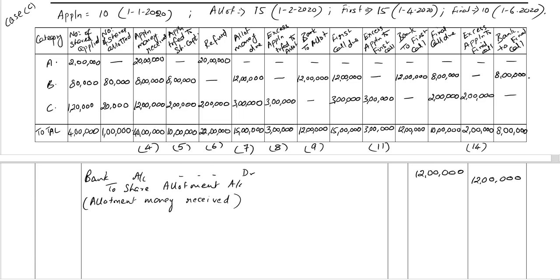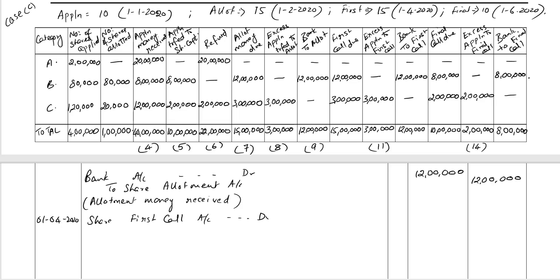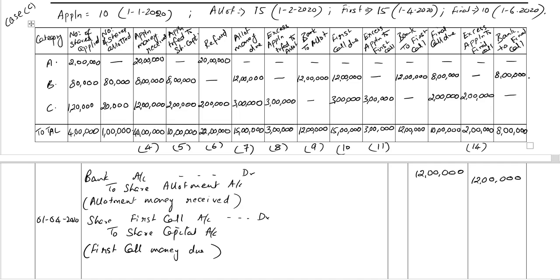We'll make the first call due. The first call becomes due on 1st April 2020. Share first call account debit to share capital account for first call money due. The amount is the total of the 10th column, 15 lakh rupees.